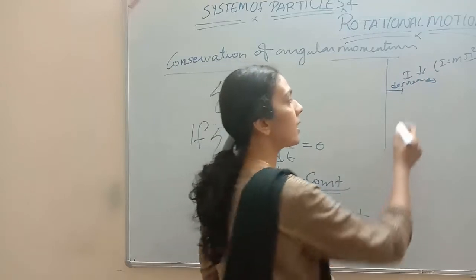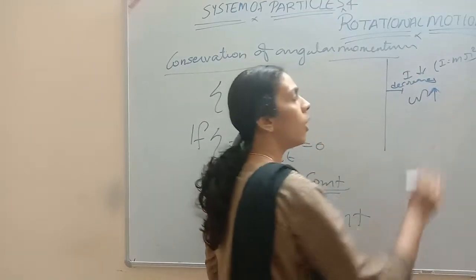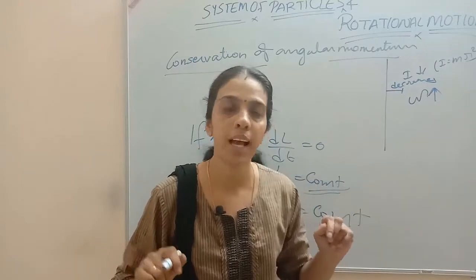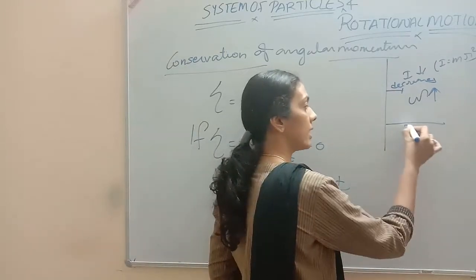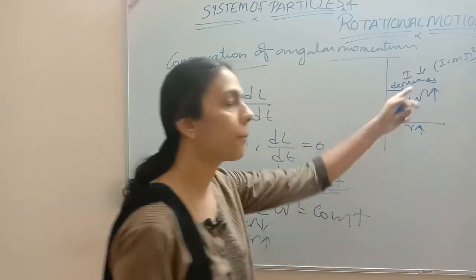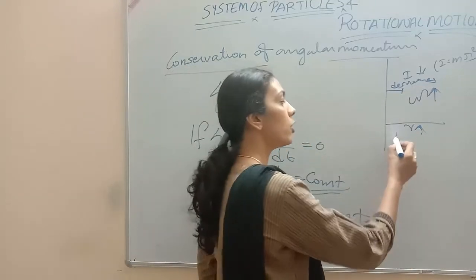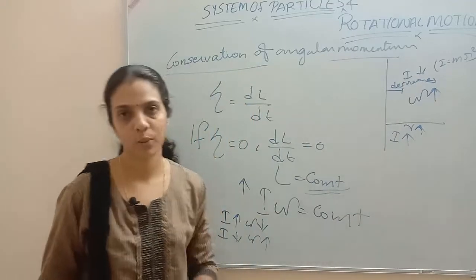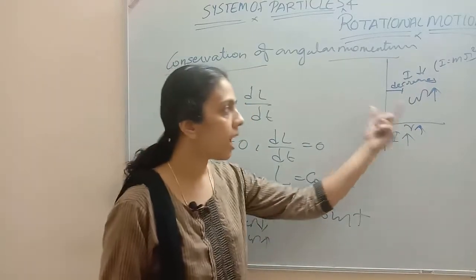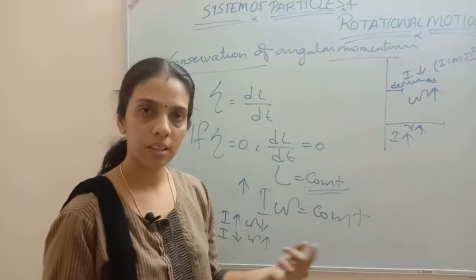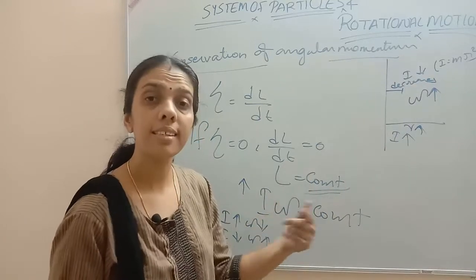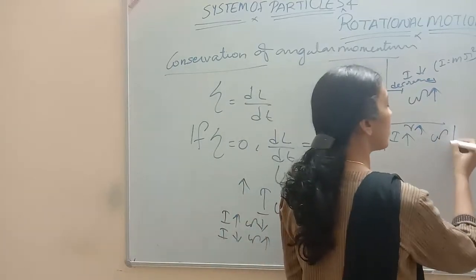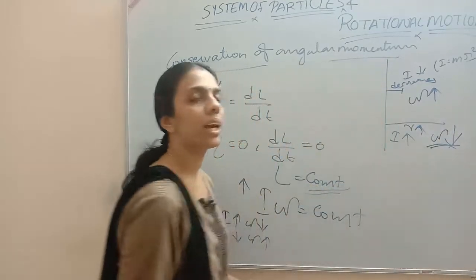If I is decreasing, what will happen to omega? Omega will increase. When they keep their hands away, what will happen? r is increasing. If r increases, what will happen to moment of inertia? Moment of inertia also will increase, since I is equal to mr square. So as r increases, I will increase. If I increases, as per conservation of angular momentum, omega will decrease.